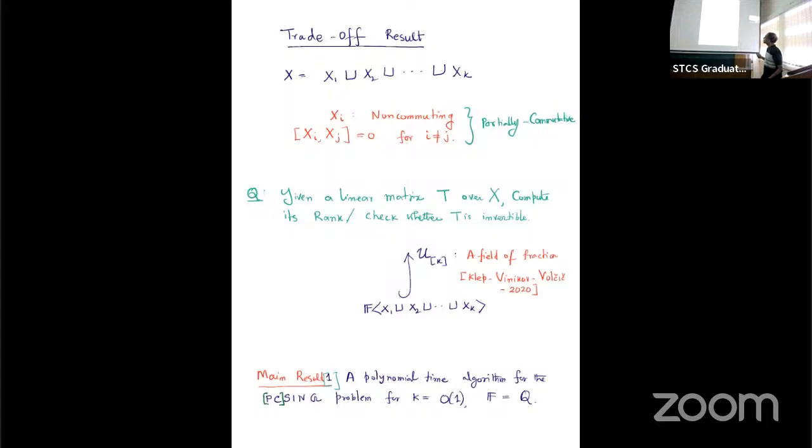So our main result is that this problem can be solved in polynomial time for k constant. And the field we always consider is Q, and at the moment it does not work over finite fields. The reason is that this construction is not known over finite fields. This construction is at the moment only known over characteristic 0. So if someone can make this construction field independent, our algorithm will also be field independent.